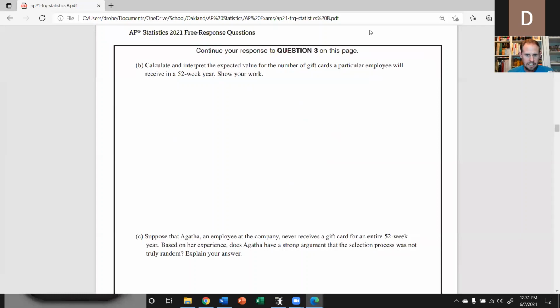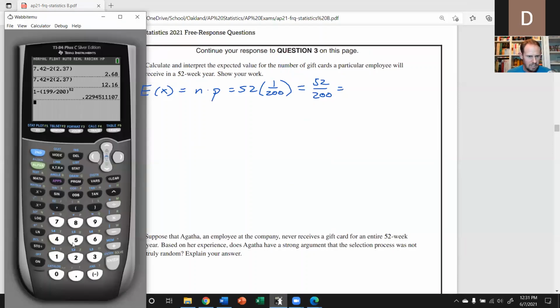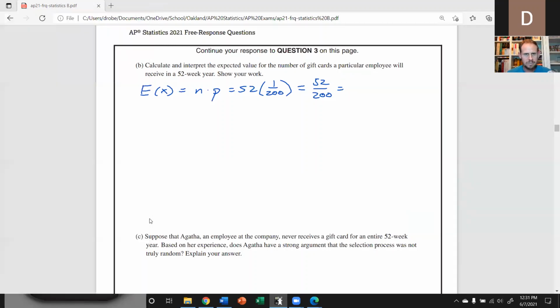Calculate and interpret the expected value for the number of gift cards a particular employee will receive in a 52-week year. Show your work. Well, the expected value for binomial is just n times p. N is 52, p is 1 over 200. So we get 52 out of 200. I probably want this as a decimal. I think it's 0.26. Let's just type it in: 52 divided by 200. Yeah, that's 0.26. And we probably want some units here. So 0.26 gift cards won.